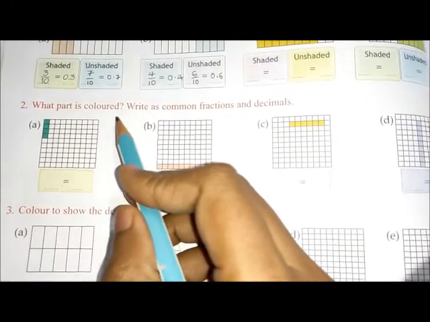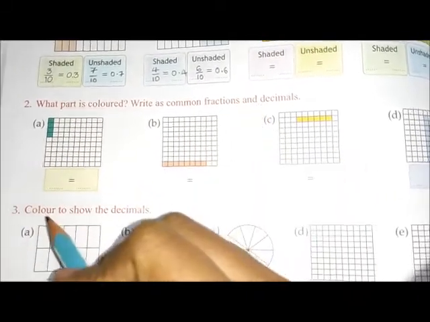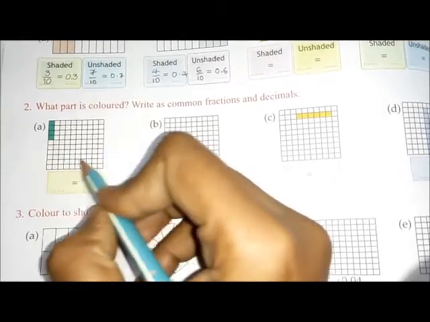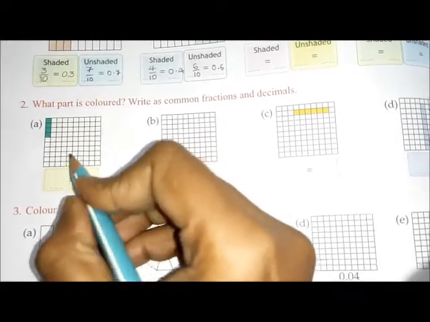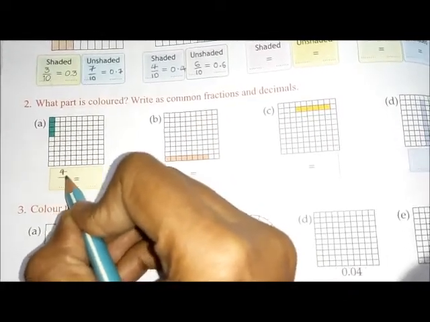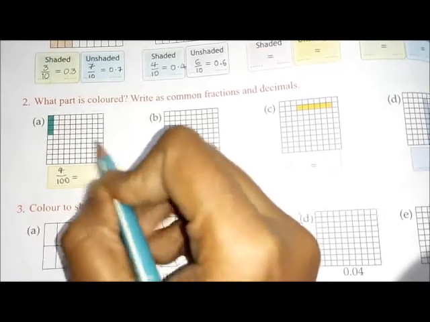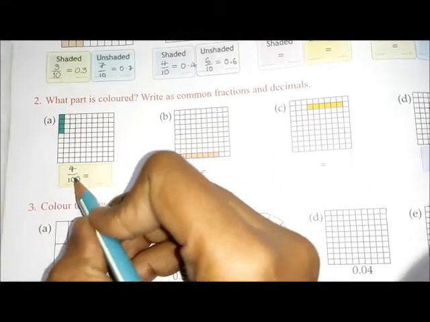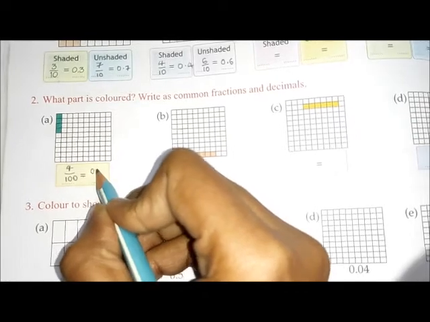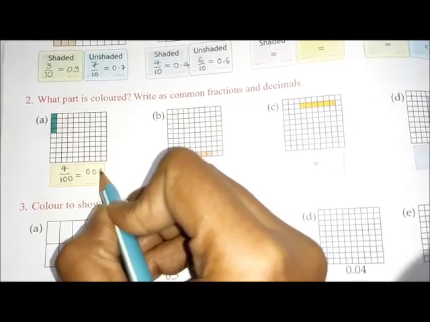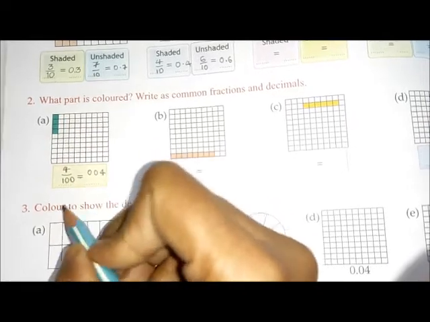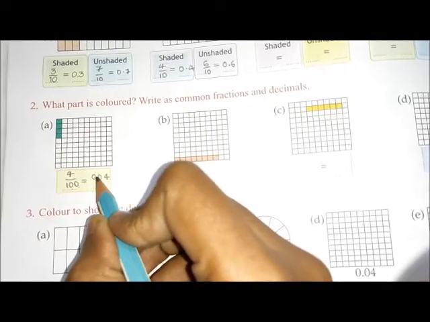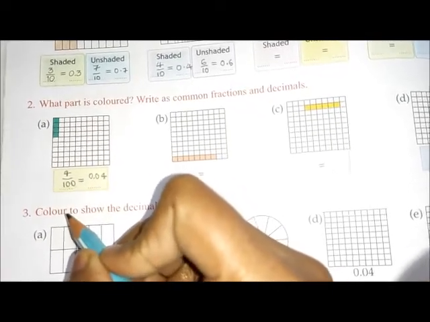Question number 2 is, what part is colored? Write as common fractions and decimals. So 1, 2, 3, 4 parts are colored out of these 100 boxes. So we are going to write common fraction as 4 by 100 because out of 100 only 4 are colored. And what will be the decimal for this one? So according to 100, we are going to write 0, 0, 4, the same number of digits, and according to these two zeros, we are going to put the point 2 digits before. So it will be 0.04.